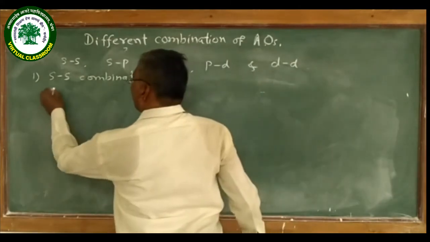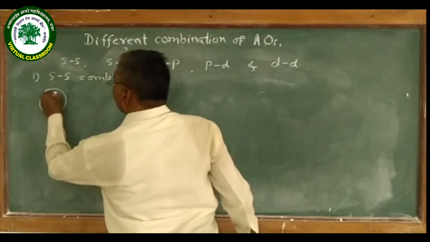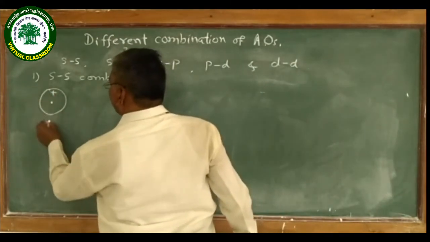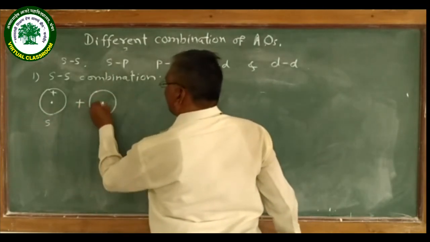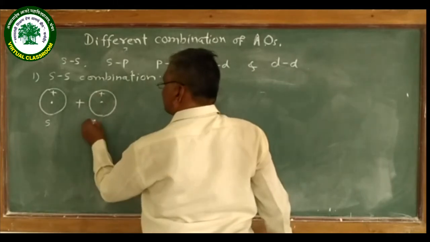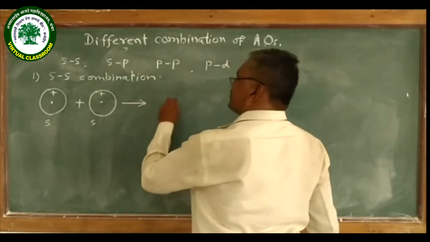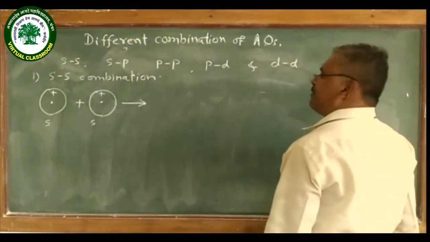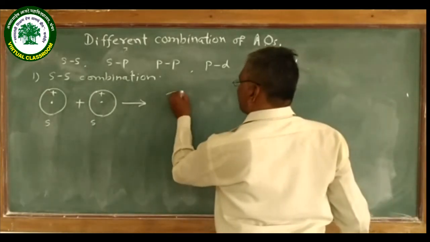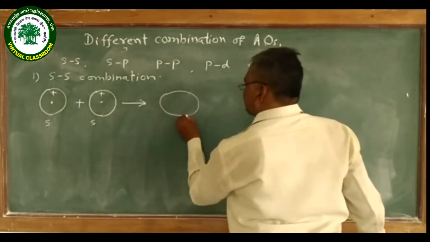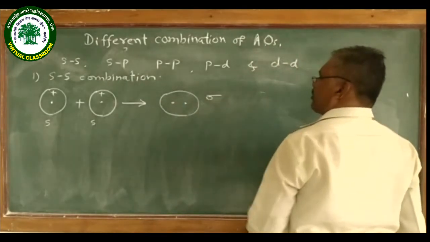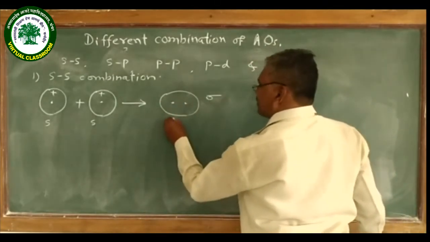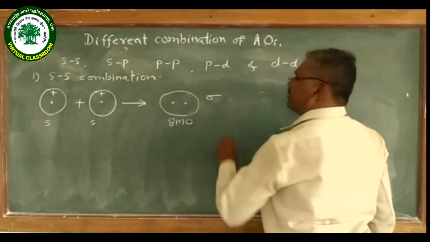So s orbital of one atom having positive sign combines with s orbital of another atom having positive sign, and since the sign of wave functions are same, they lead to the formation of sigma molecular orbital. So this sigma molecular orbital formation takes place, and it is the bonding molecular orbital.